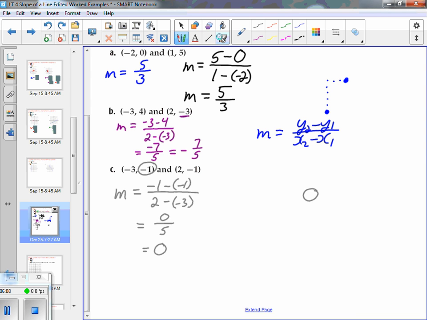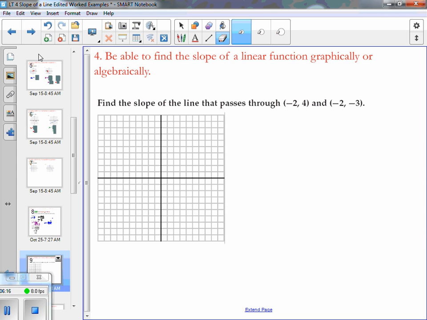Any questions? You think you can use the formula? Hopefully. All right, do that one. Find the slope between those 2 points right there. -2, 4, and -2, -3.